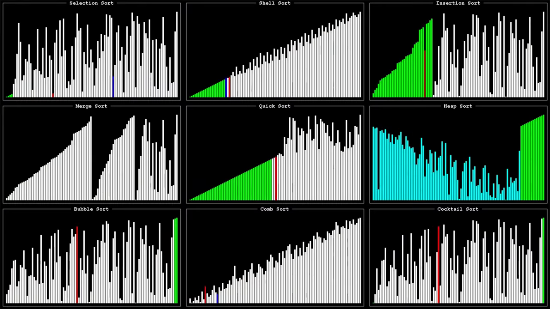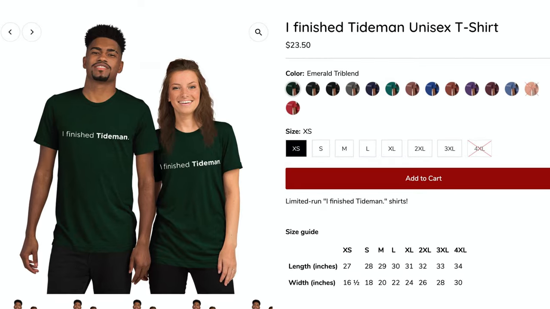This week dove more deeply into algorithms, more specifically sorting algorithms. Oh my god. Weeks 3, 4, and 5 were so difficult, and I suffered through them so much. The problem set Tideman, or Tideman, however you say it, is notorious for being difficult. There's even a shirt for it.